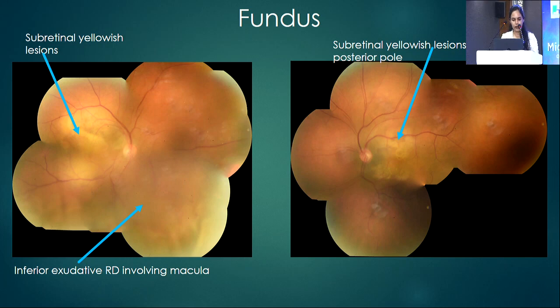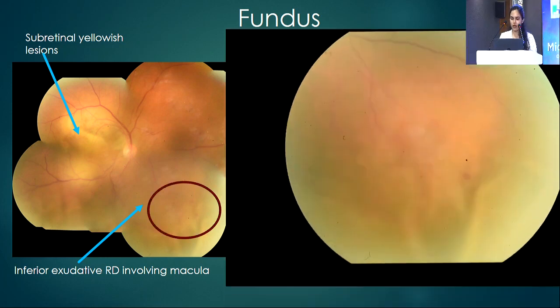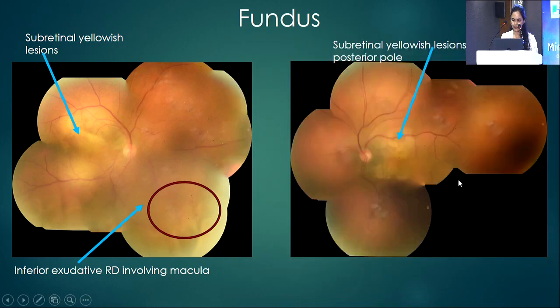In the right eye, there was exudative RD, which was mainly inferior, involving the macula as well. And there were multiple subretinal yellowish lesions. In the inferonasal quadrant, there was also an area of vascular sheathing with two hemorrhages next to the sheathing. The left eye showed subretinal yellowish lesions mainly concentrated at the posterior pole, but there was no exudative RD as such.